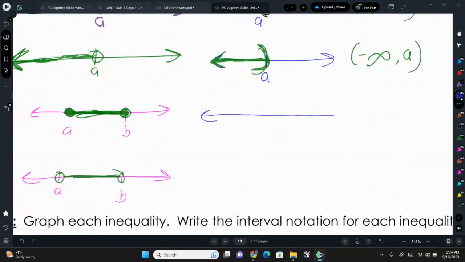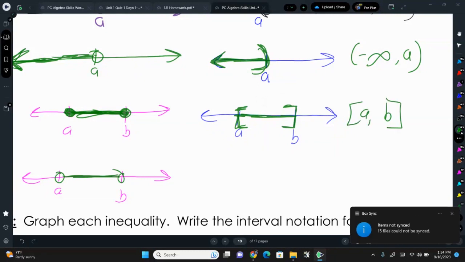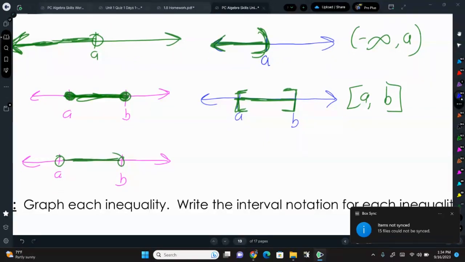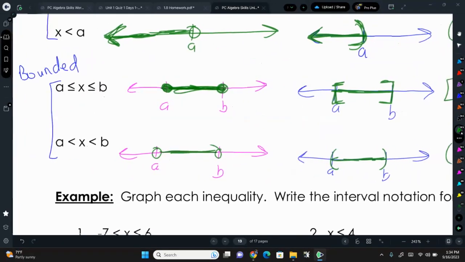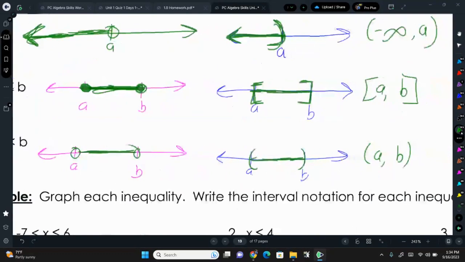And then these bounded ones. Okay, so we have a and b. And we want everything in between a and b, including a and b, so we're going to put brackets, and then everything in between. We have a comma b with brackets. And then the same thing here, but instead of brackets, parentheses, because in this one we had open circles, or they were not included. So everything between a and b, not including a and b.